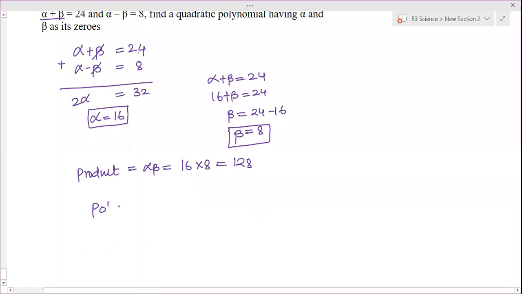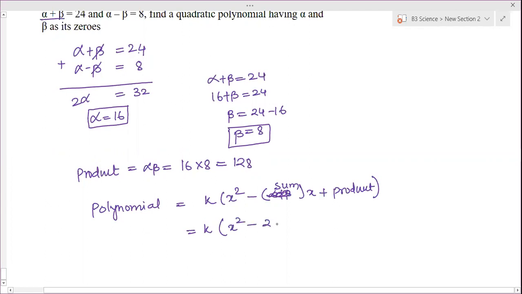So now the polynomial is k into x square minus sum of zeros. Leave it, don't write alpha plus beta. Sum of zeros into x plus product of zeros. So k into x square minus 24x plus 128. Clear? Yes, ma'am. Write it down. Third question.